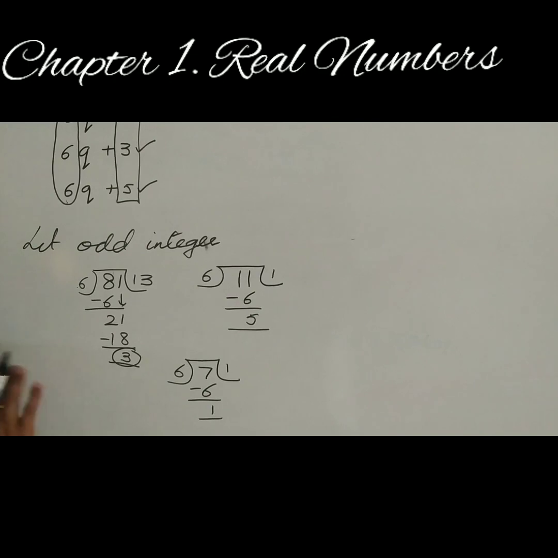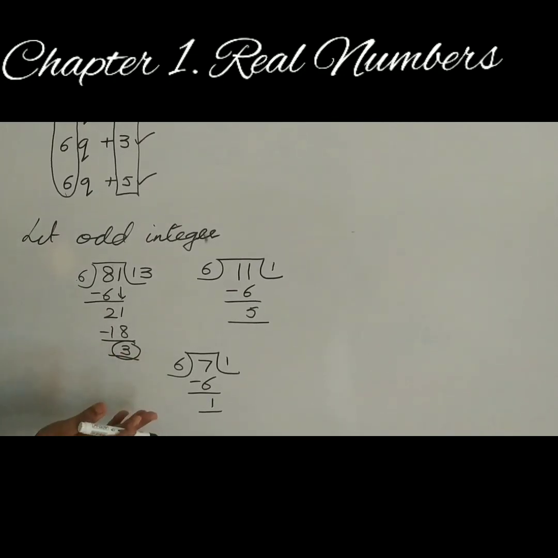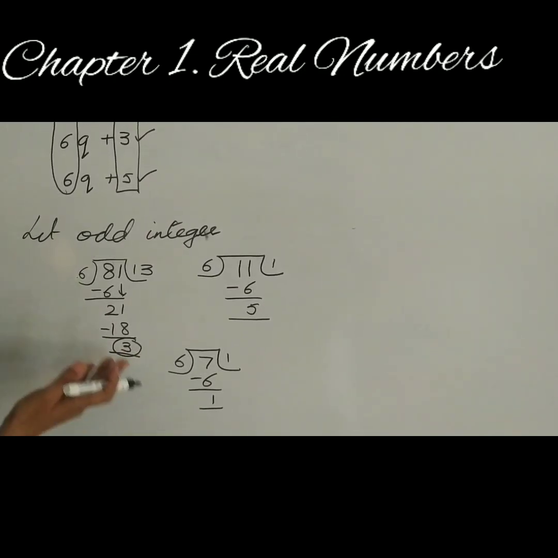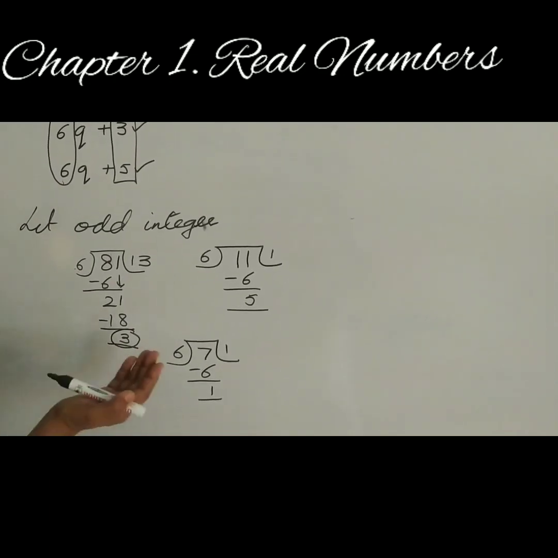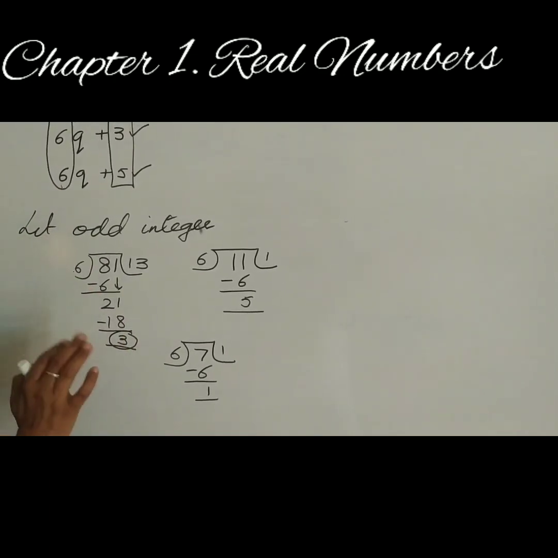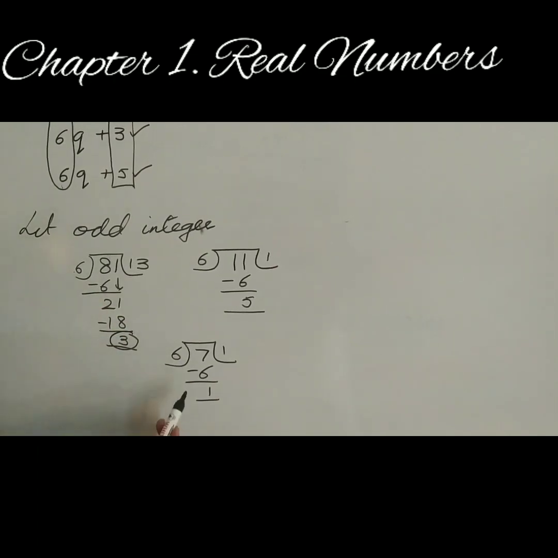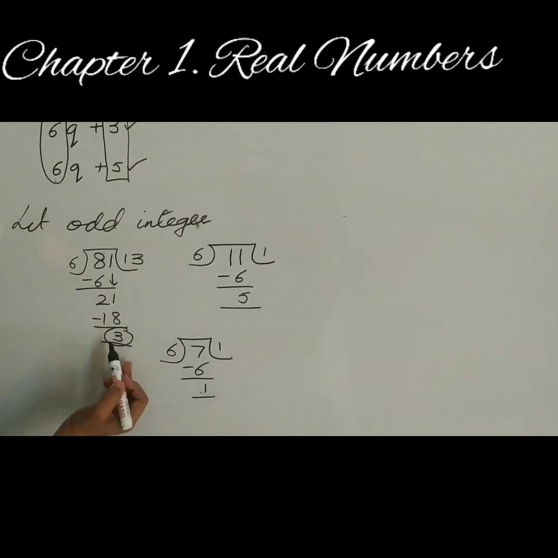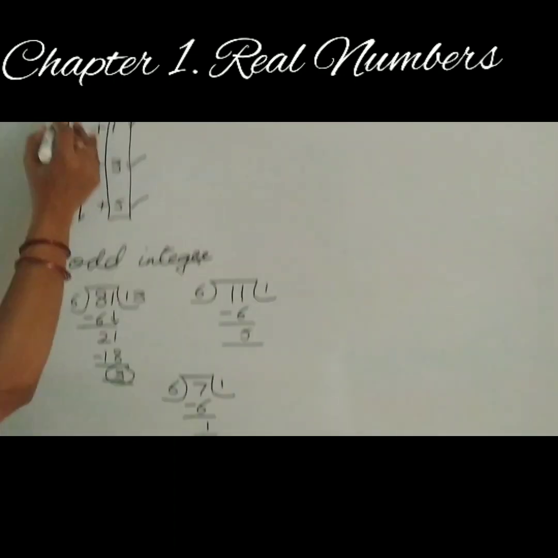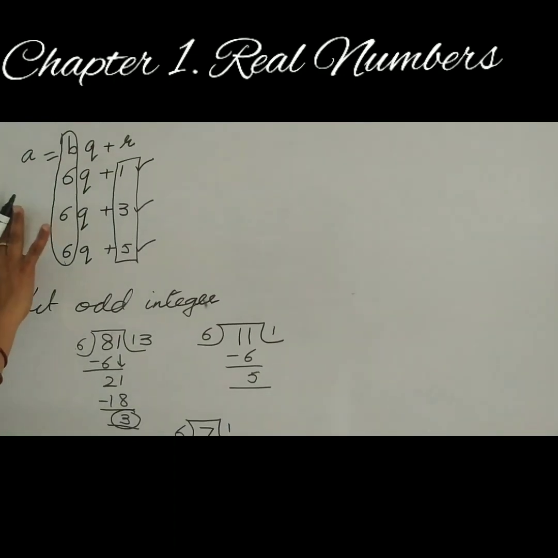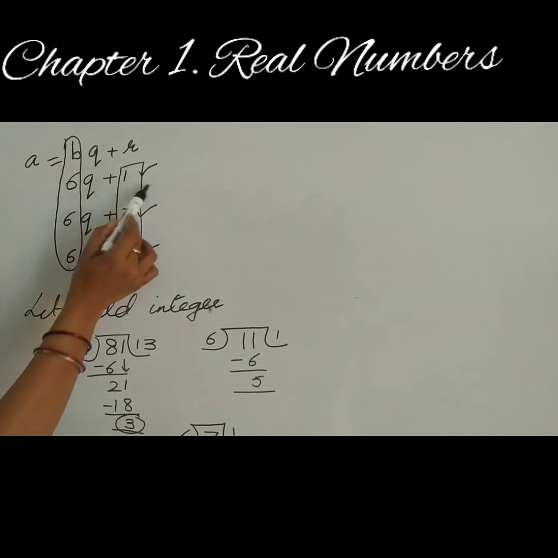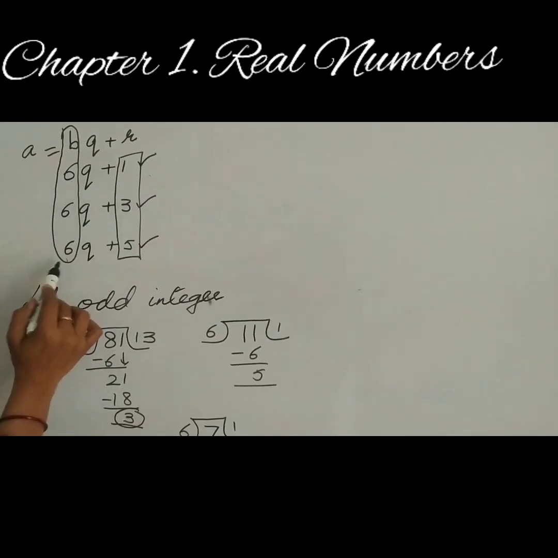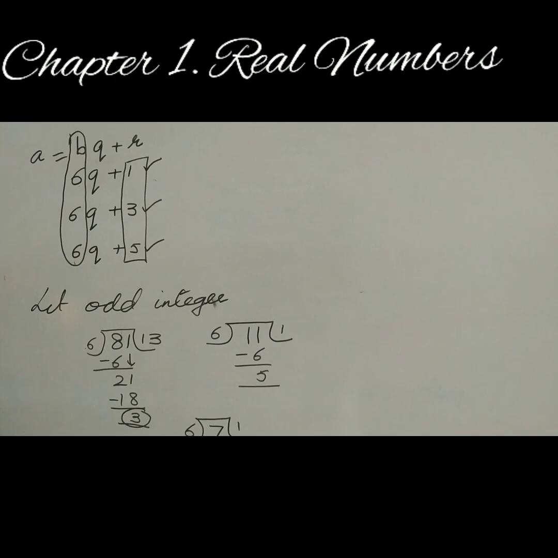You will not get any other integer. If you want to check, you can just pause the video, assume a few odd integers and divide them by 6. In all the cases, you will be getting either remainder 1 or 3 or 5. Now this is the meaning of the question. That is, every odd integer is of the form 6q plus 1, 6q plus 3 or 6q plus 5.